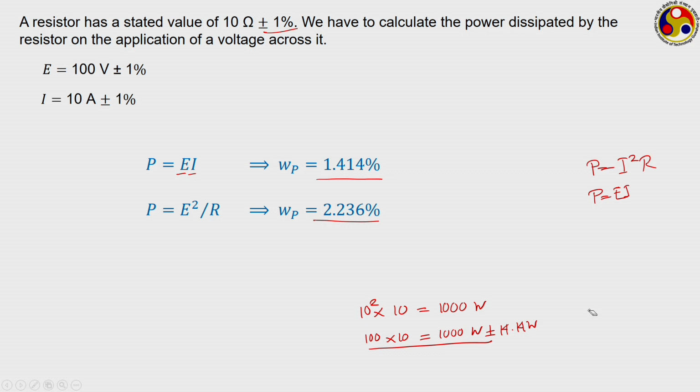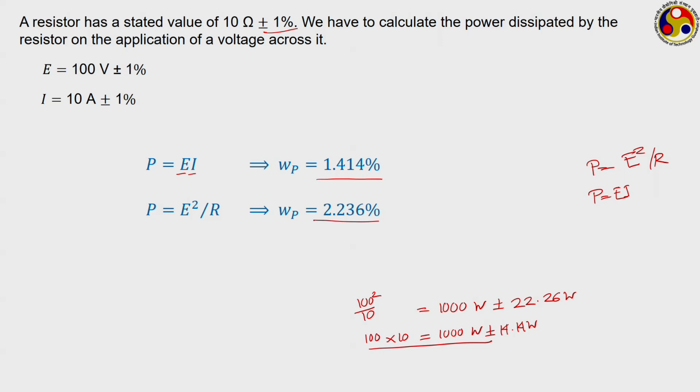whereas if we follow P equal to E square by R, it is only using the potential. So, with E as 100 squared divided by R, again you are going to get 1000 watt, but the corresponding error possibility is 22.36 watt. So, much higher error value, about 8 watt higher error prediction that you are going to get.